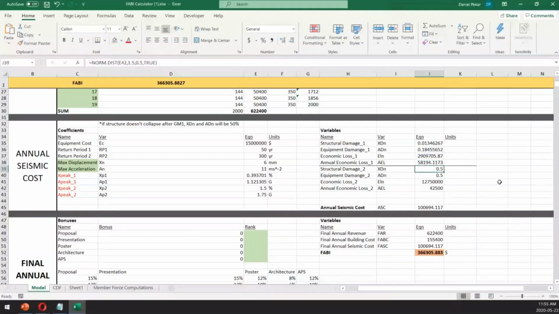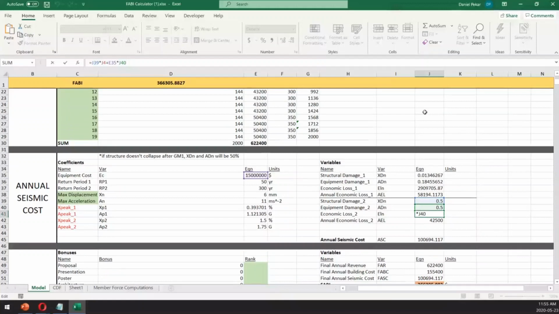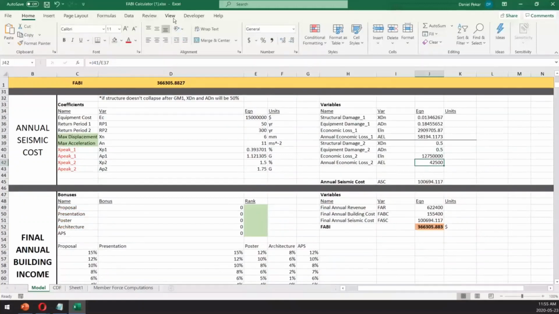So I'm not even going to go over what happens if you collapse, because it doesn't matter. You're kind of not in the competition. You're not going to get top 10 anyways. So I didn't even code that in. But if you don't collapse on ground motion 2, they don't measure your acceleration or displacement. They just take this XDN and ADN to be 0.5 and use that for the calculation. It's the same calculation, so 0.5 times 15 million and 0.5 times construction cost. That's divided by the return period of ground motion 2, 300, to get your economic loss for ground motion 2. Then you add these two up, and you get your annual seismic cost.